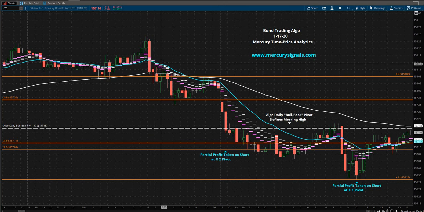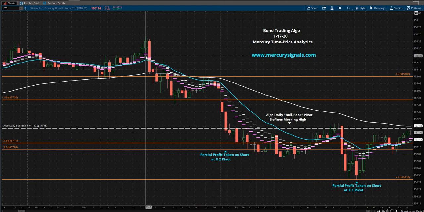Now the algo is short from up in here, 158.13. And so you come into the day short, but you don't want the instrument that you're trading to reverse and take your profit away. So here we have our X2 pivot. So being short coming into the day, this short position was from yesterday.